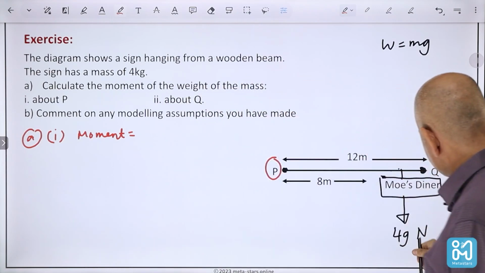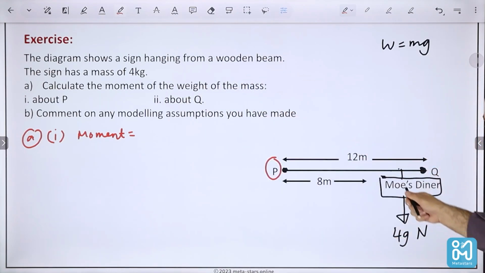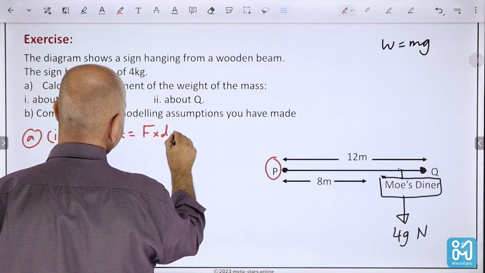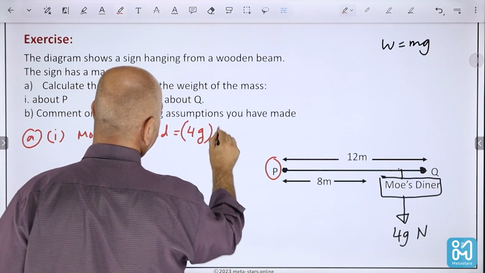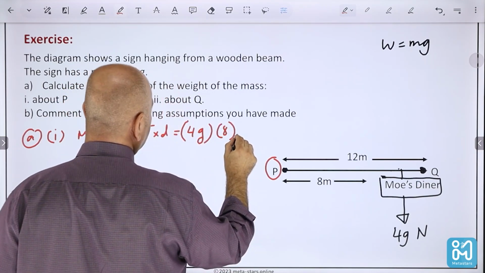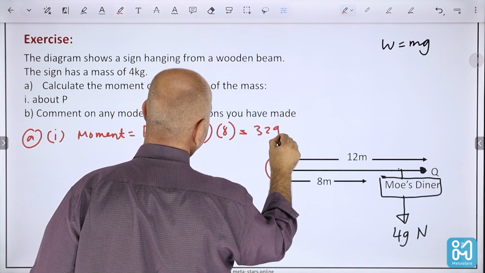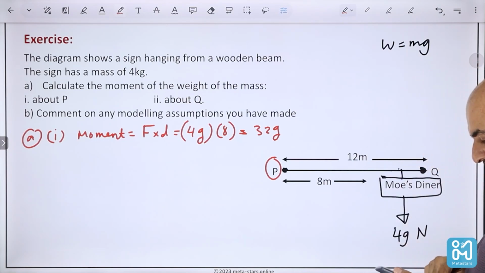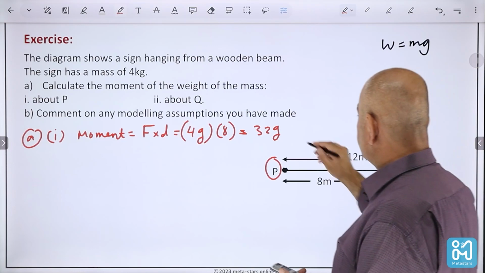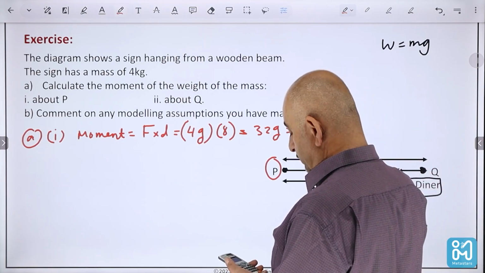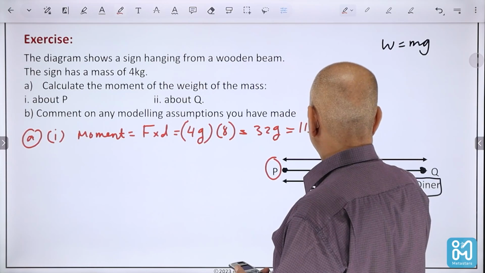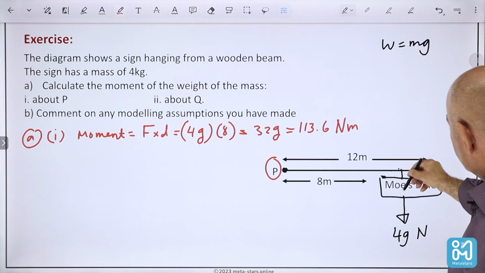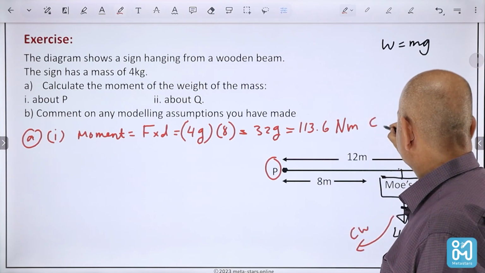the sign. What force does it exert? Its weight, 4g. And what's the distance? It's going to be 8 meters. Force times distance, so that's 4g times 8 meters. So the answer is 32g in Newton meters, which equals 313.6 Newton meters. If you want to indicate the direction, it's clockwise, right?